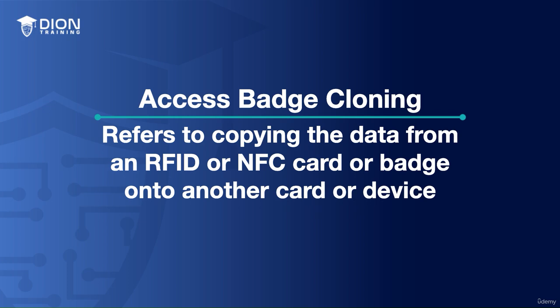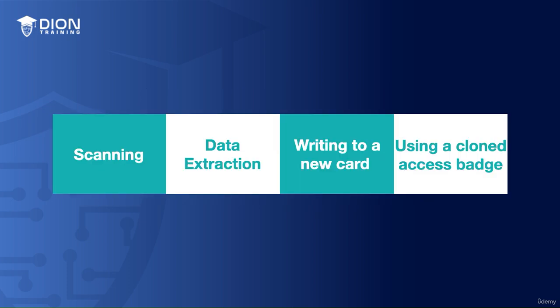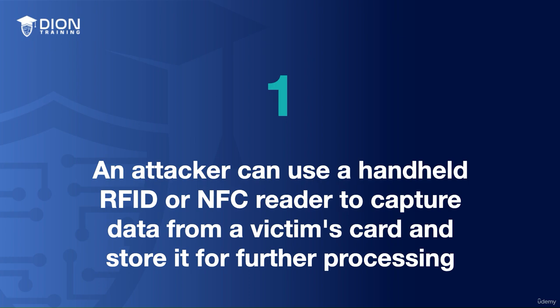So, how does an attacker clone that access badge? Well, there's 4 basic steps: scanning, data extraction, writing to a new card or device, and using a cloned access badge. The first step in access badge cloning is going to be scanning or reading the targeted individual's access badge.